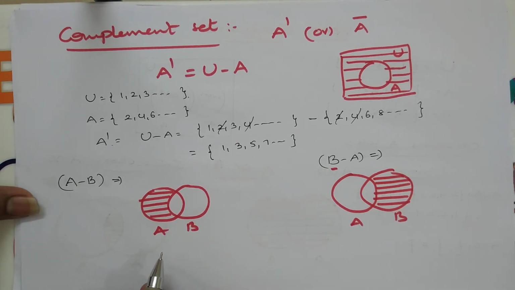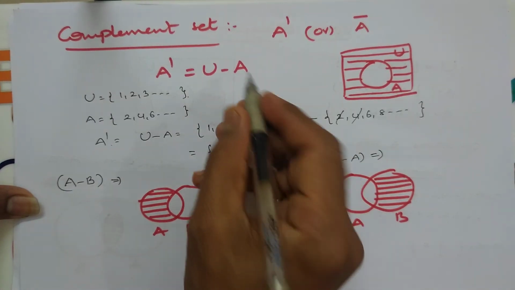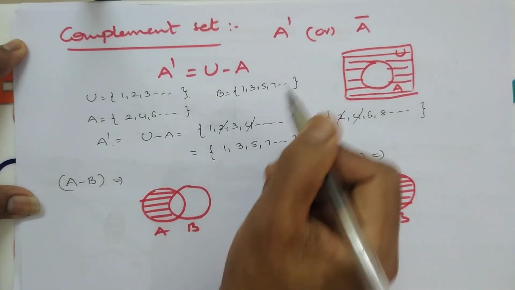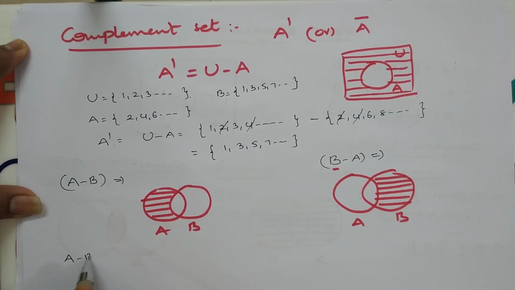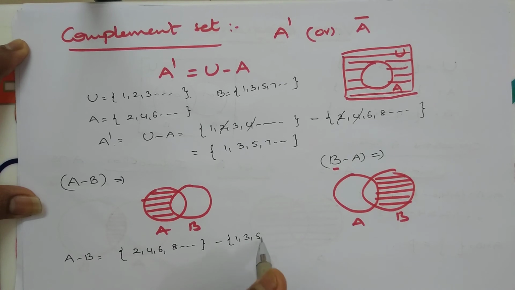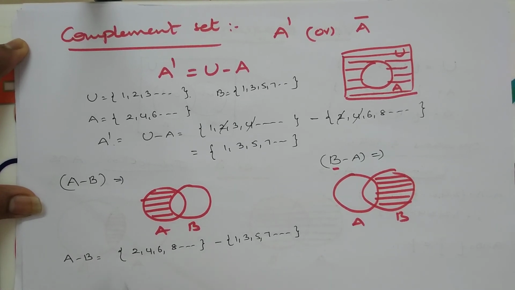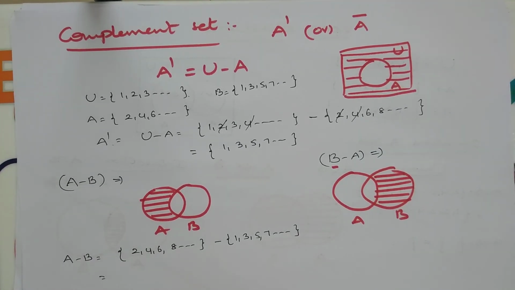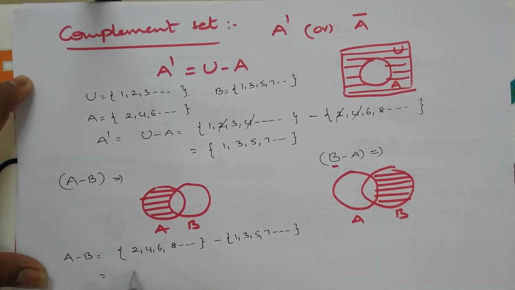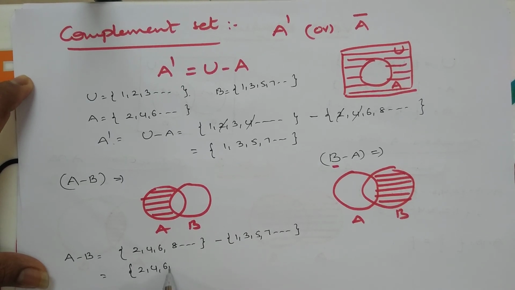For example, take B as the odd numbers 1, 3, 5, 7, and so on. I am taking A minus B, you do it. A is 2, 4, 6, 8, and so on, and B is 1, 3, 5, 7, and so on. Now, A minus B means, first of all, you need to see which are common. Is there any common? Even and odd, there is no common. So, no cancellation. Whatever elements are present in the first set, so 2, 4, 6, 8, and so on, that is A minus B.